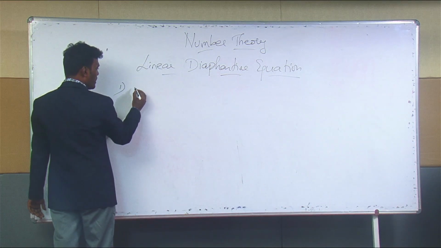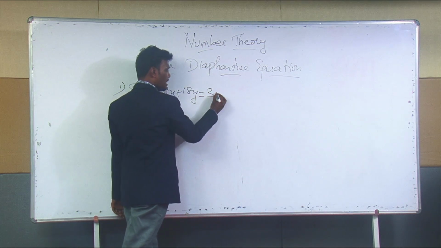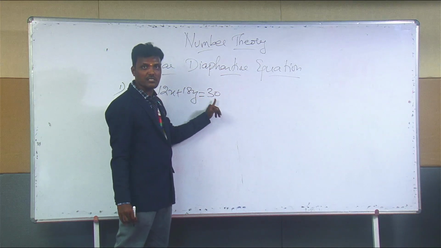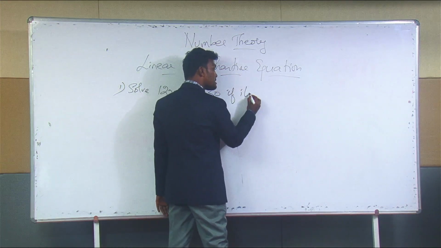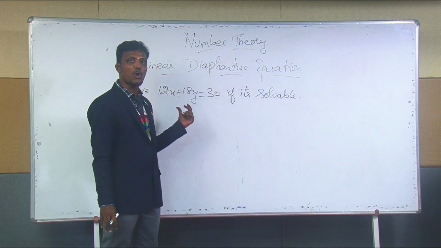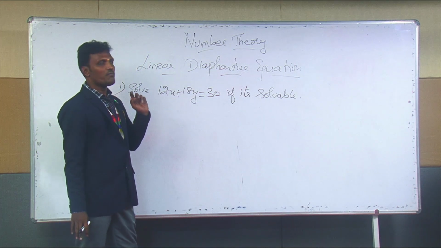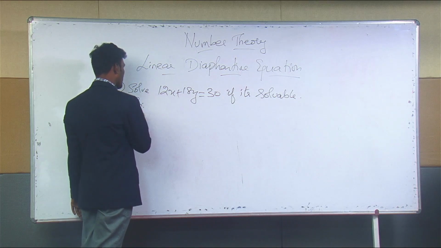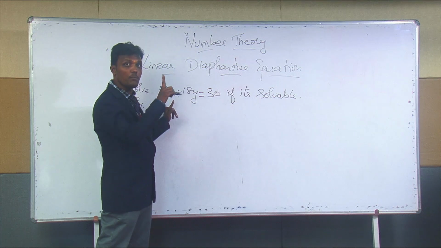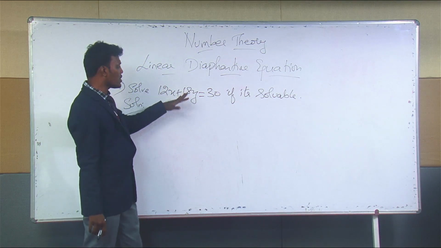The first problem is: solve 12x plus 18y equal to 30. You have to solve the equation 12x plus 18y equal to 30 if it is solvable. First you have to check whether the equation is solvable or not, then the solution exists. Before entering into the solution, is it a linear Diophantine equation? Yes. The power is 1 and it consists of one equation with two unknowns. So this equation is a linear Diophantine equation. So you have to solve it.